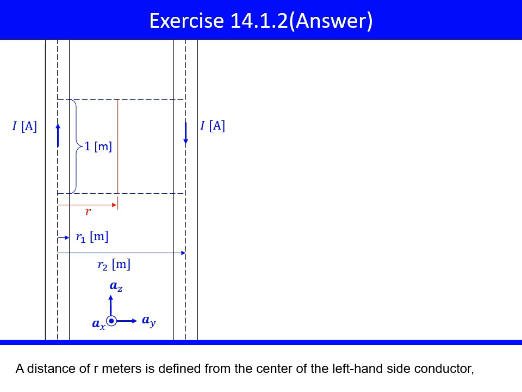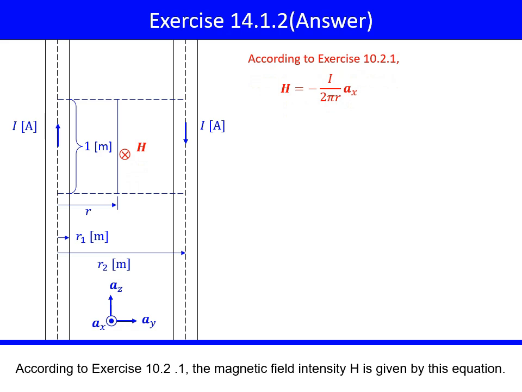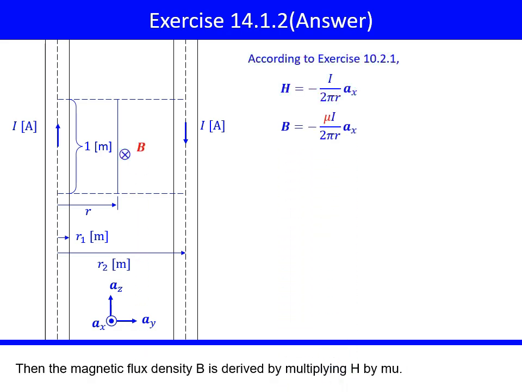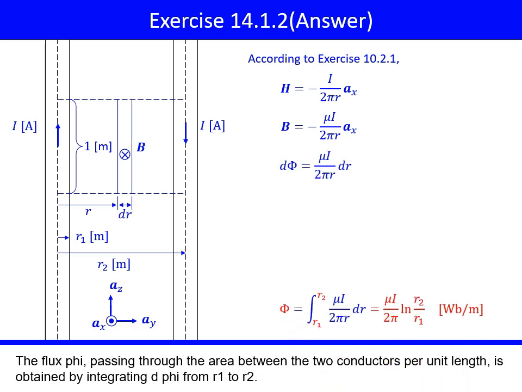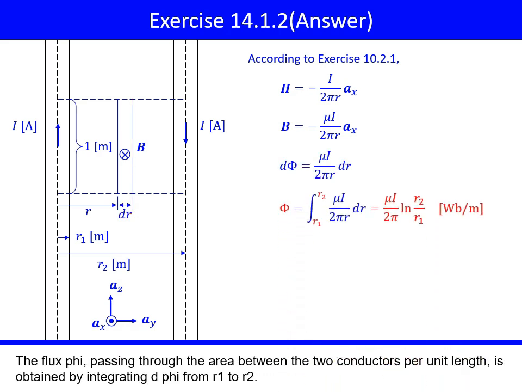A distance of R meters is defined from the center of the left-hand side conductor. According to exercise 10.2.1, the magnetic field intensity H is given by this equation. Then the magnetic flux density B is derived by multiplying H by mu. By defining a differential distance dr, we can obtain the differential flux d phi passing through the differential area using this equation. The flux phi, passing through the area between the two conductors per unit length, is obtained by integrating d phi from R1 to R2.